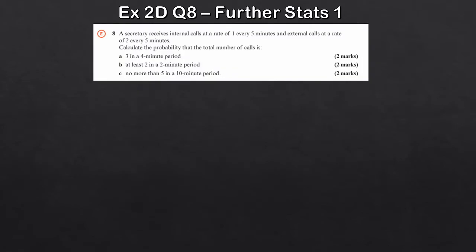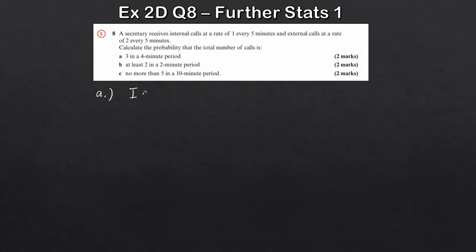The next one is another question here, but this time we're looking at combining Poisson distributions. So we've got internal calls coming in at a rate of 1 every 5 minutes, and then external calls at a rate of 2 every 5 minutes. So 3 parts to this. So part A, we're looking for the probability that the total number of calls is 3 in a 4-minute period. So I'm going to define both of these.